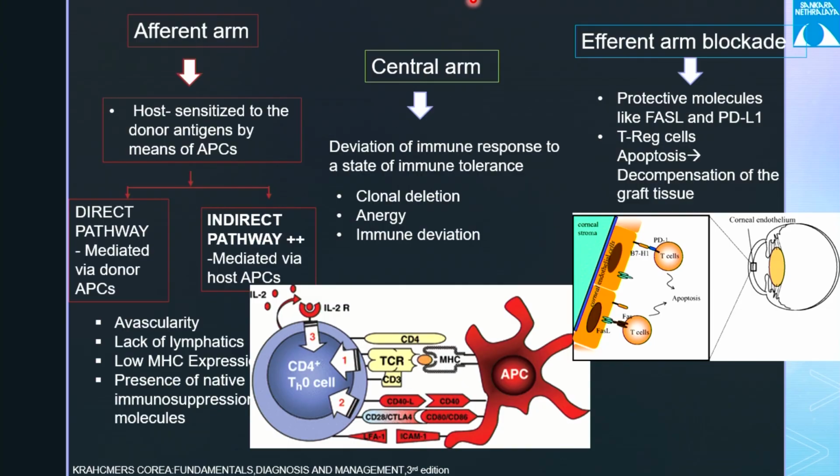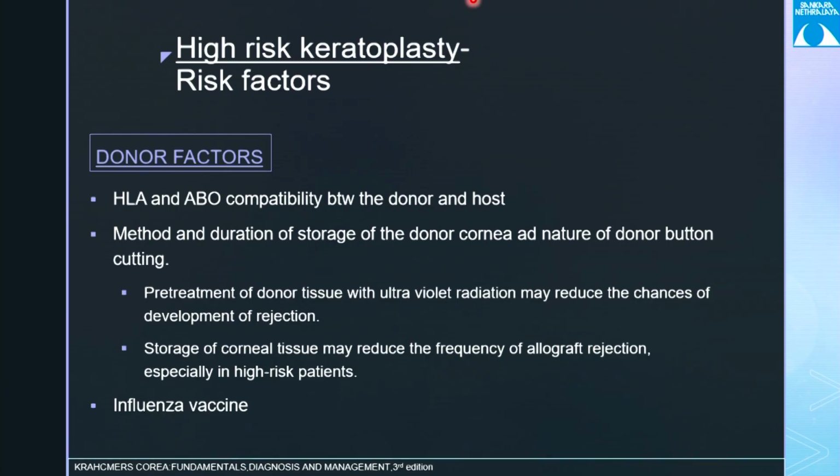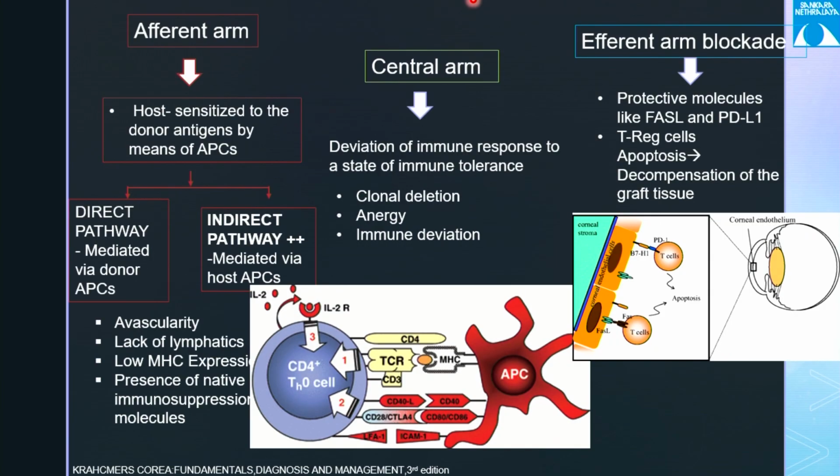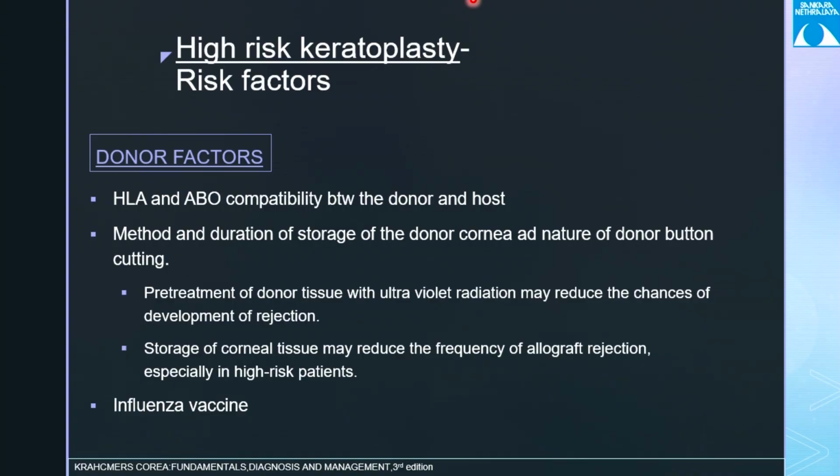They are responsible for apoptosis of whatever is causing severe rejection, edema and all that, and apoptosis causing decompensation. I hope at least if you remember a little bit, go home today itself and read some more, because otherwise this is a very volatile topic in cornea. So, coming to risk factors, which is high risk keratoplasty.